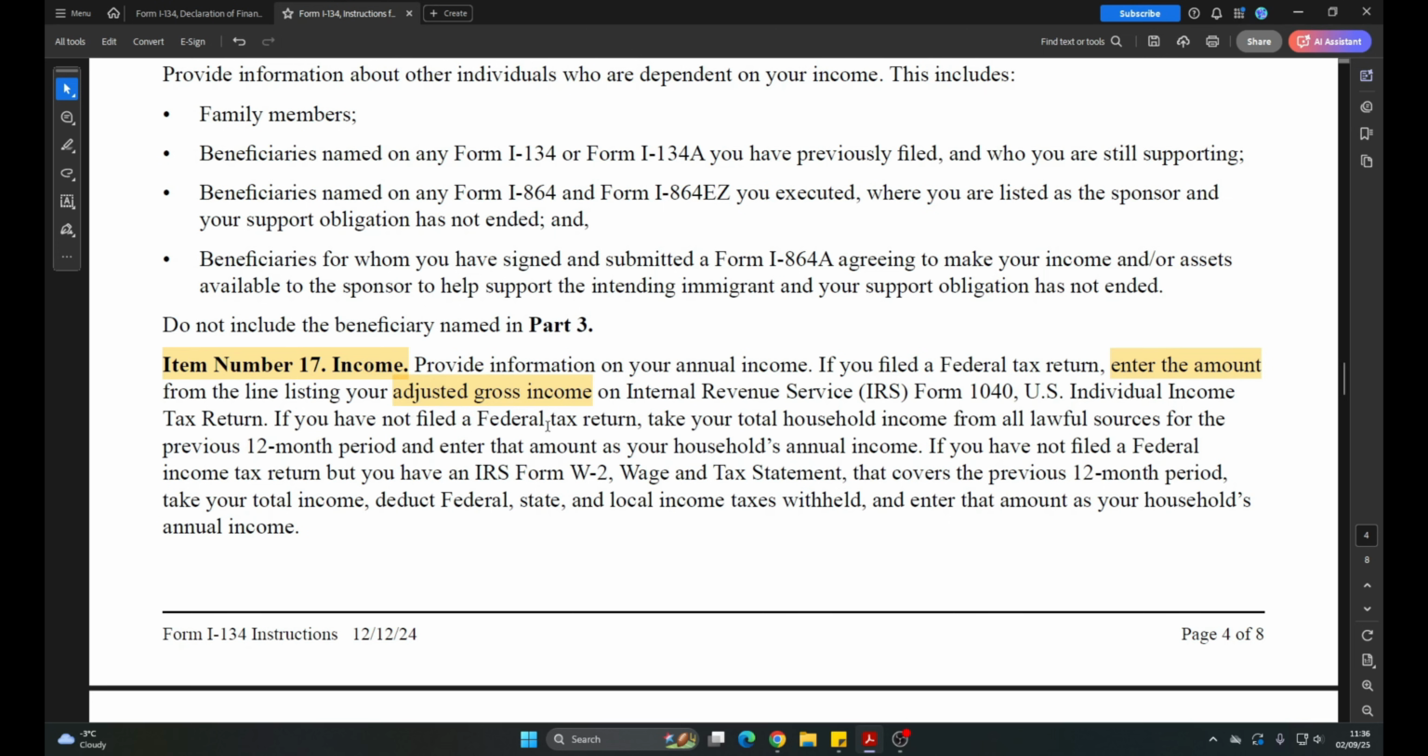If you have not filed your federal tax returns, you can take your total household income from all lawful sources for the past 12 months and estimate what that income would be. But if you have not filed your tax returns yet, but you have your W-2s that cover the previous 12-month statement, then take your total income, deduct the taxes withheld, and enter that amount as your annual income.